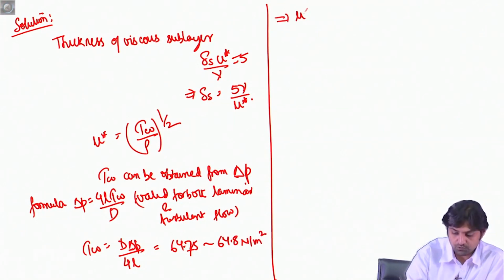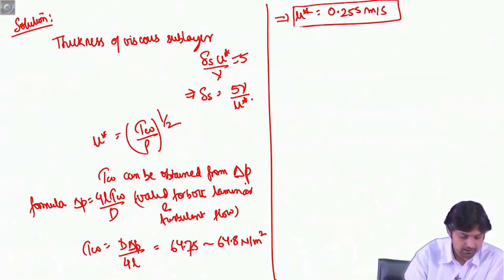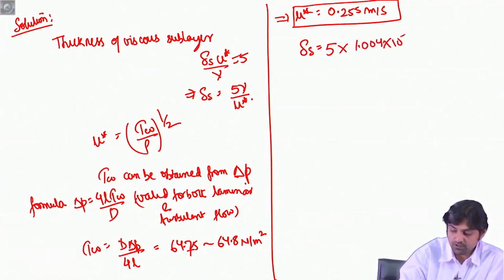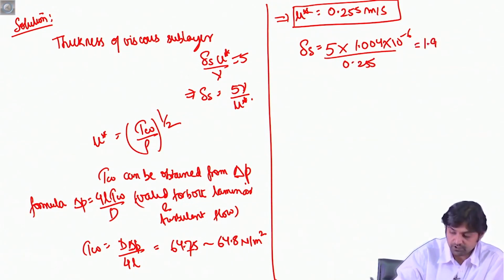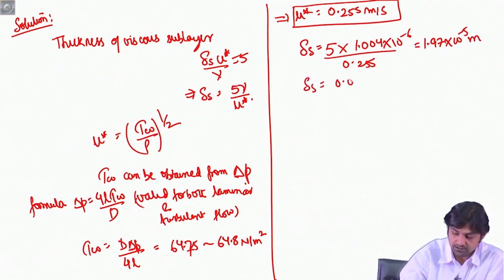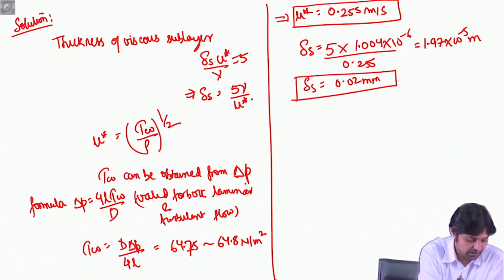Therefore we can get u star as 0.255 meters per second, and therefore we can get the thickness of viscous sublayer as 5 into nu, which was 1.004 into 10 to the power minus 6, divided by 0.255, and that gives us 1.97 into 10 to the power minus 5 meter, or delta S is 0.02 millimeters. So you see how thin this viscous sublayer is.